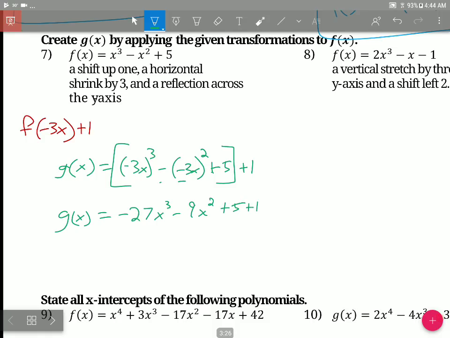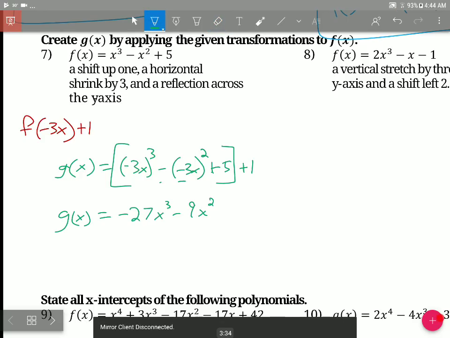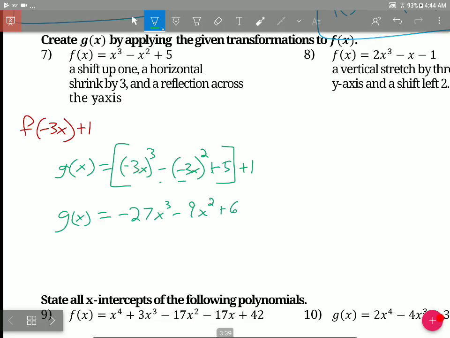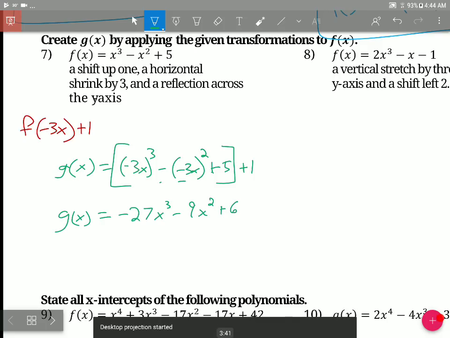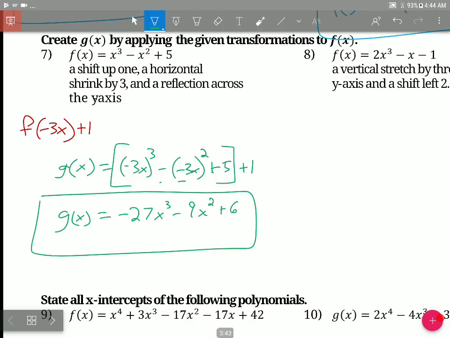And honestly, you can just kind of go, that's really a plus 6. That's really a plus 6. Okay? And so that's your final equation. That is the f of x with these transformations applied.